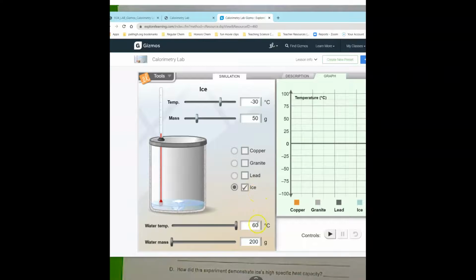Let's do it now. To select ice, it says to make the temperature of the ice negative 100. It says to make the mass 50 grams. We have that. Set the water temperature to 50 degrees Celsius, and the mass 200 grams. We have that. And so now we're going to click play.